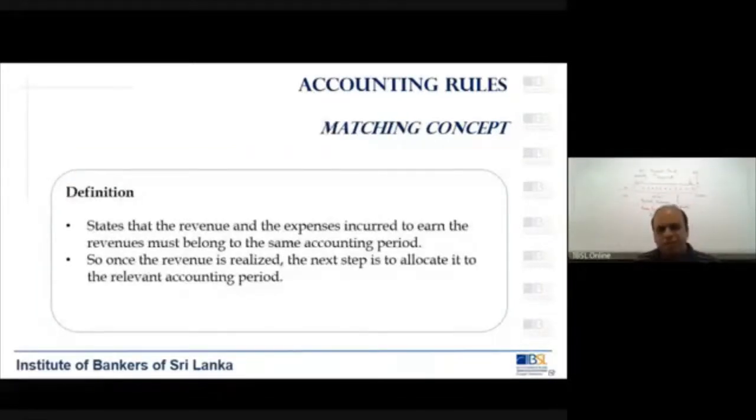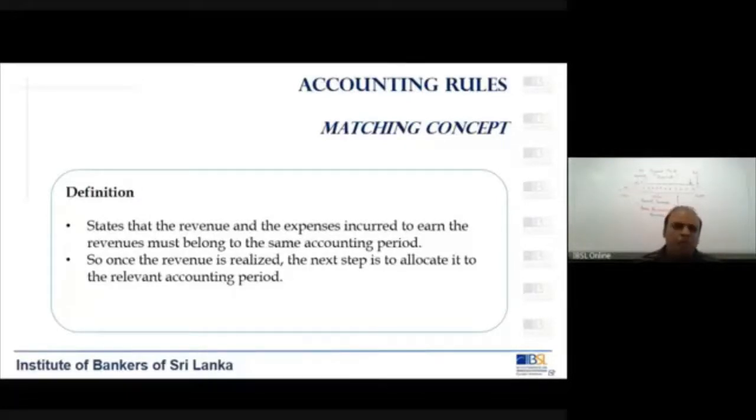The next one is also in line with what we learned under the accrual concept. This is called the matching concept. It states that the revenue and the expenses incurred to earn the revenues must belong to the same accounting period. Simply the example that I spoke to you about a short while ago. If you have done maintenance to your premises, why are you doing it? To see that your premises look nice and more customers come, due to various reasons.